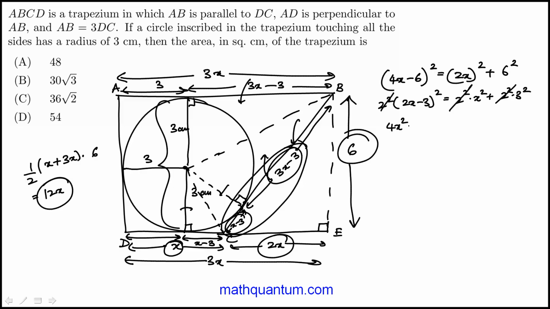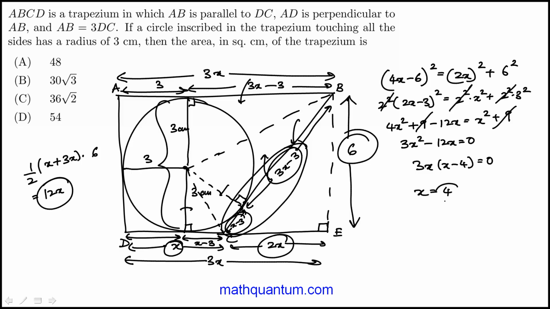4x squared plus 9 minus 12x equal to x squared plus 9. You'll see the 9 drops out. I end up with 3x squared minus 12x equal to 0. And that means x has to be 4, can't be 0. That means the area is 12 times 4, which is 48.